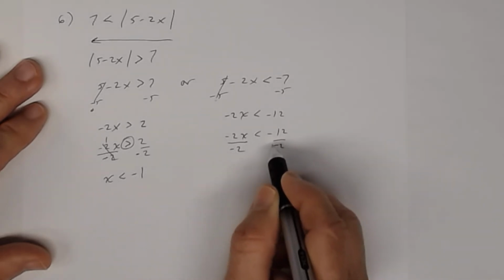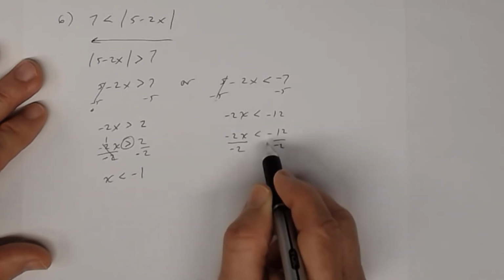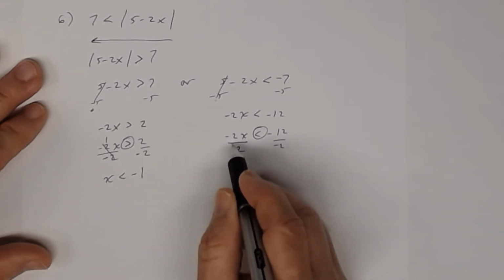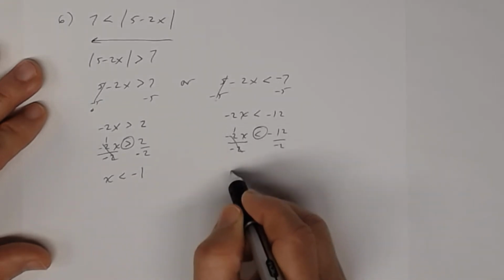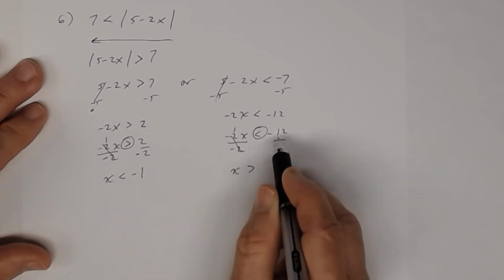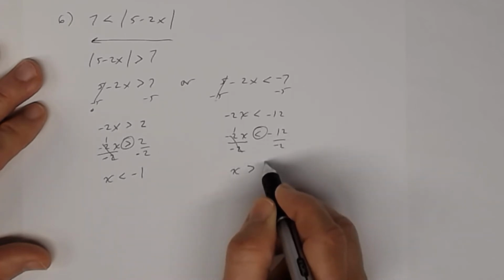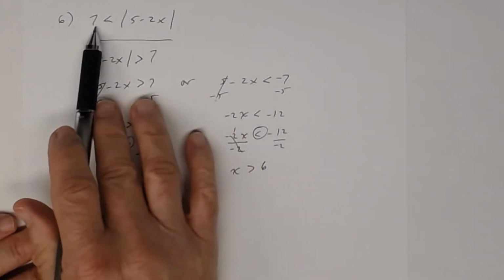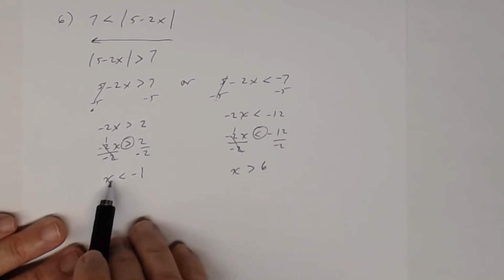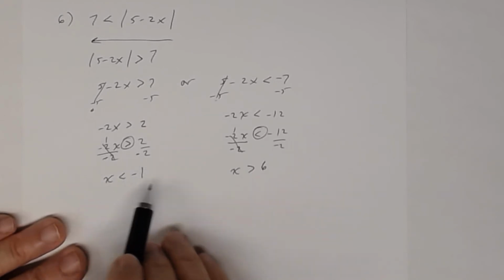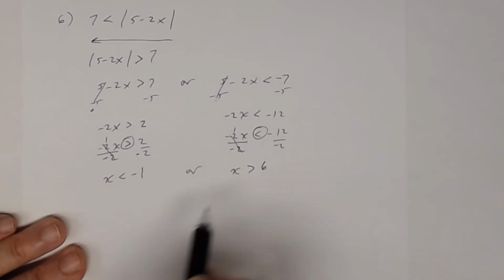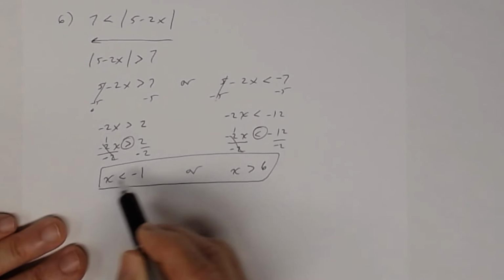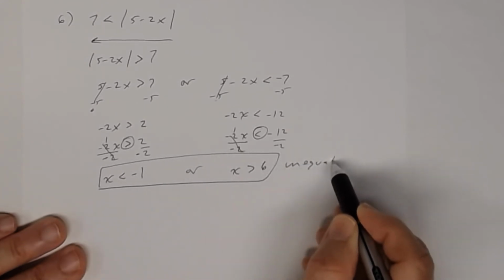When you divide or multiply both sides of an inequality by a negative number, you have to reverse the inequality symbol. So negative 2 divided by negative 2 is 1. 1 times x is x. Is going to be greater than negative 12 divided by negative 2 is 6. So your solutions to this absolute value inequality will be any real number that's less than negative 1 or any real number that's greater than 6. And so there's your solution as an inequality.